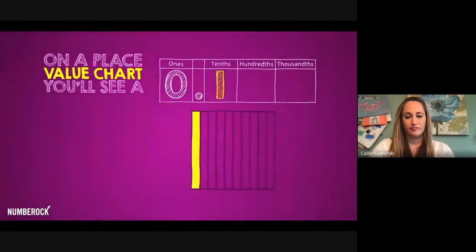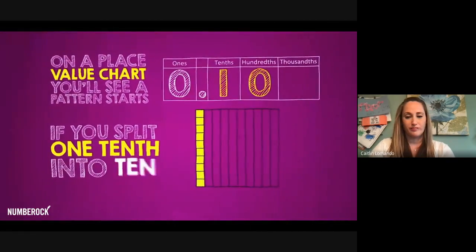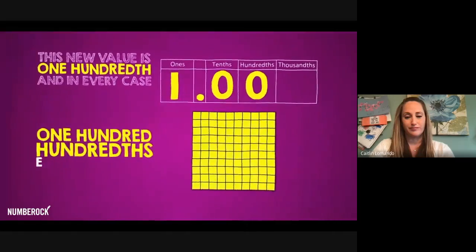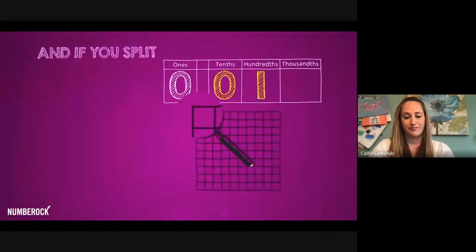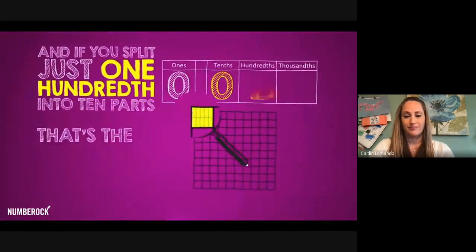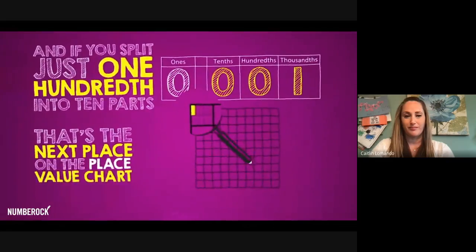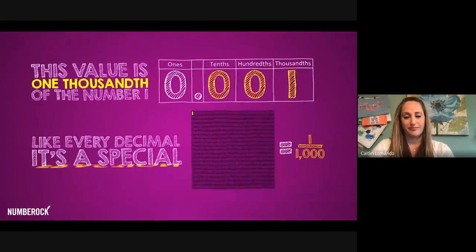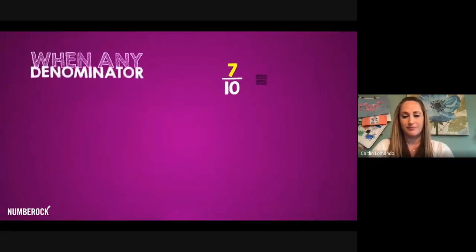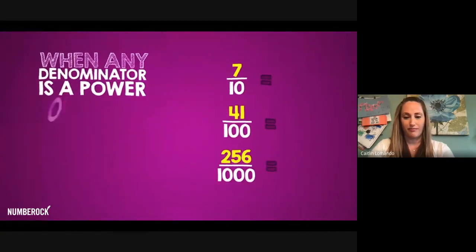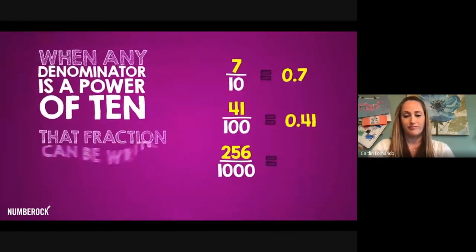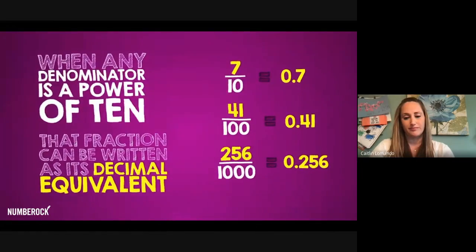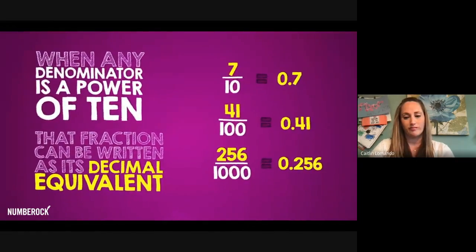On a place value chart, you'll see a pattern starts. If you split 1/10 into 10 equal parts, this new value is 100th, and in every case 100 hundredths equals 1 whole in the ones place. And if you split just 100th into 10 parts, that's the next place on the place value chart. This value is 1,000th of the number 1. Like every decimal, it's a special fraction. When any denominator is a power of 10, that fraction can be written as its decimal equivalent.